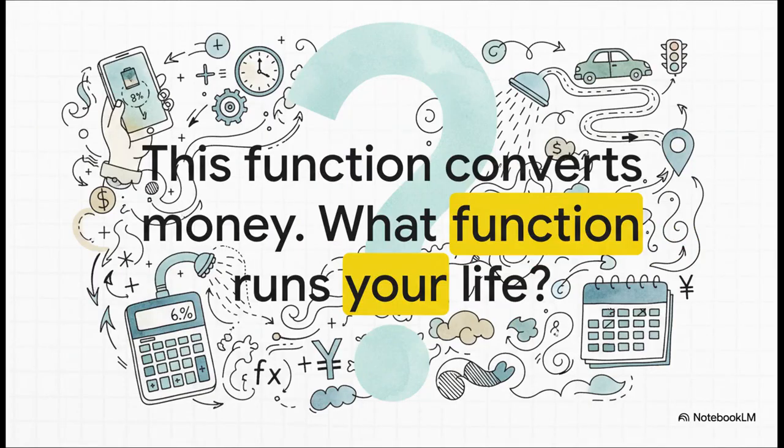And that's really what I want you to take away from this. We just looked at a function that converts money. But just think about it for a second. What other functions are running in the background of your life? Maybe there's a function that calculates your phone's battery life, or one that determines your commute time based on traffic. Once you start looking for them, you see these rules, these functions, are absolutely everywhere.